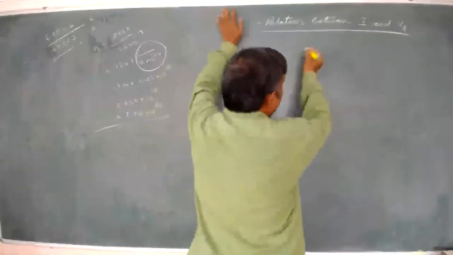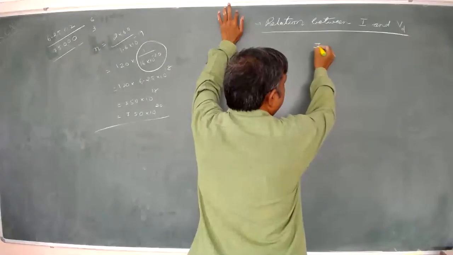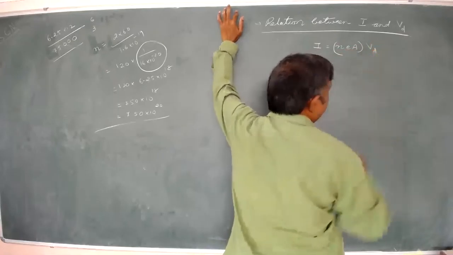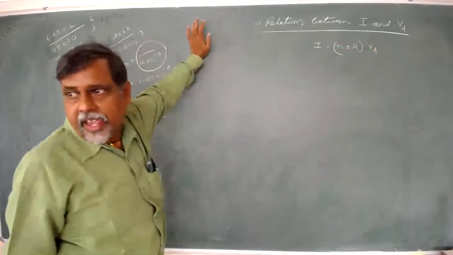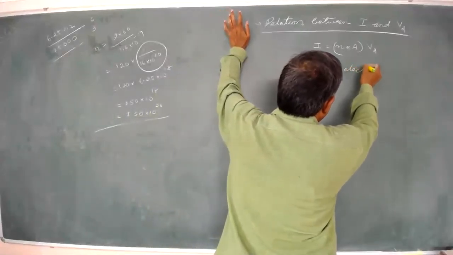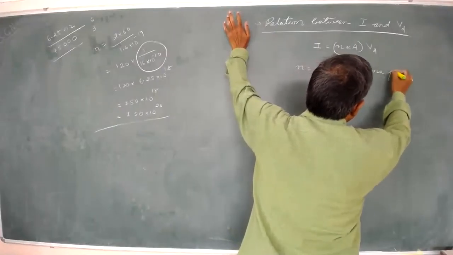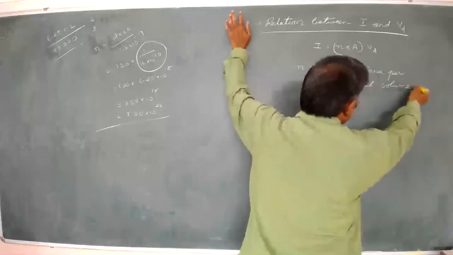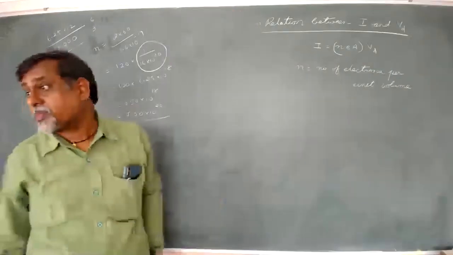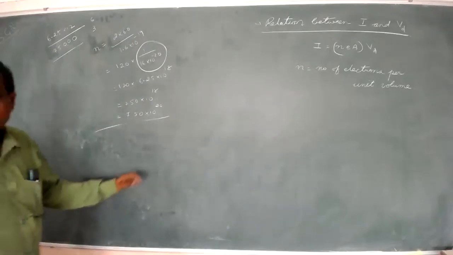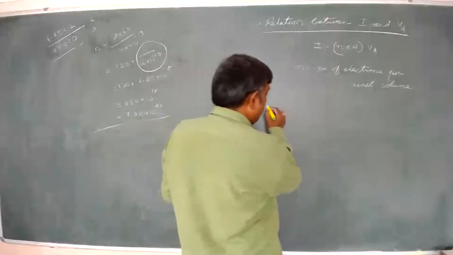Okay, so I is equal to N E A into VD. In this, small n stands for the number of electrons per unit volume. But sometimes the total number of electrons will be given to you, and you put all this in.